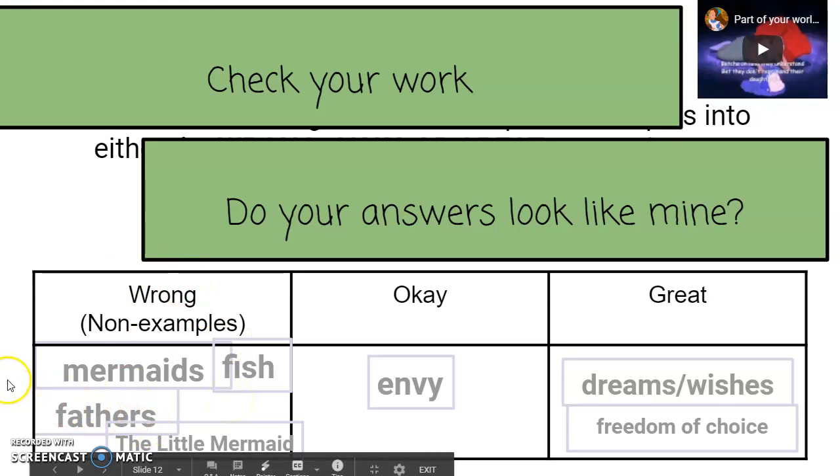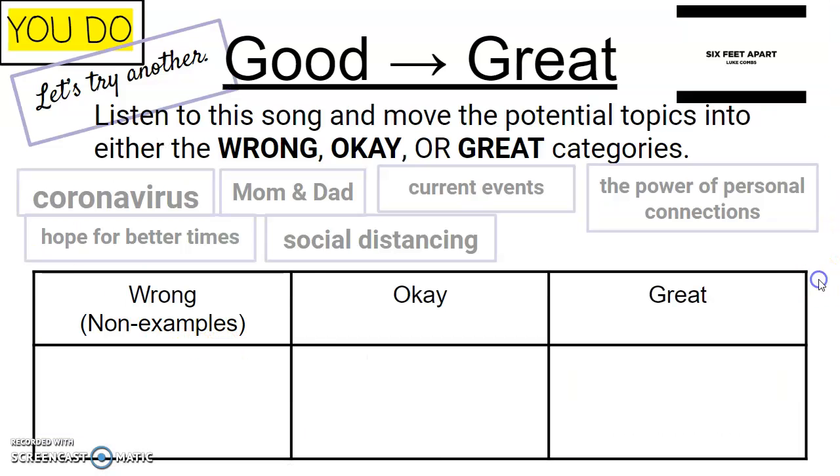Let's look at these definite non-examples. The topic, although it includes a mermaid as the main character, has nothing to do with mermaids whatsoever. Same with fish. It mentions her father. That is not what the song is about, so that would be a non-example. Finally, though it is from The Little Mermaid, that is not the topic of the song, so that will not work.